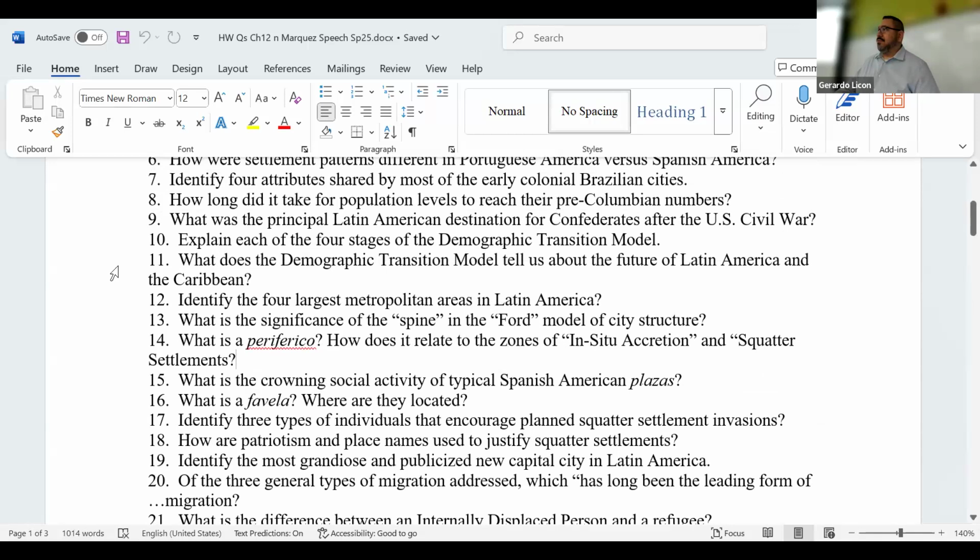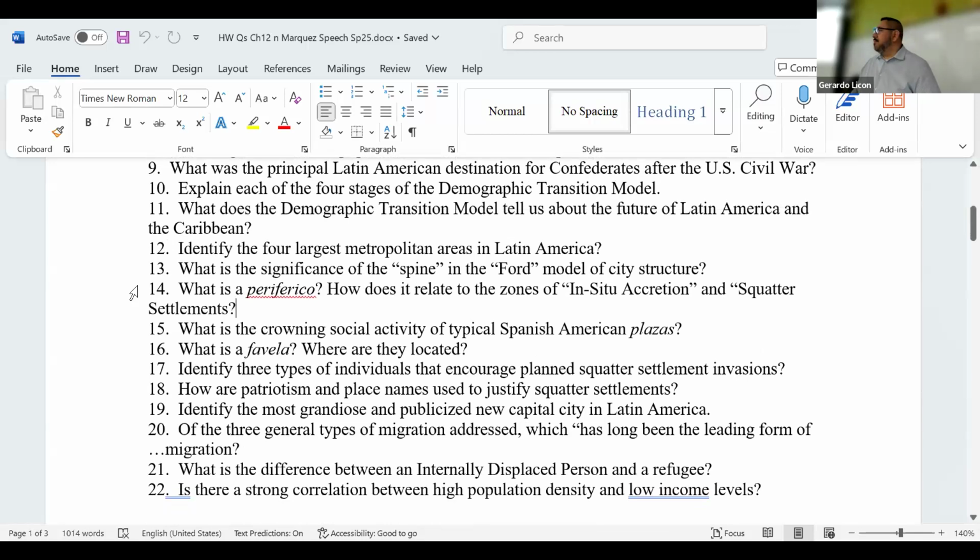Other questions? 18. How are patriotism and place names used to justify squatter settlements?